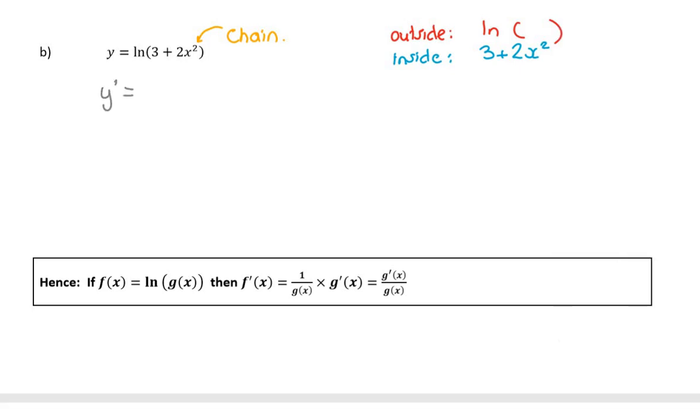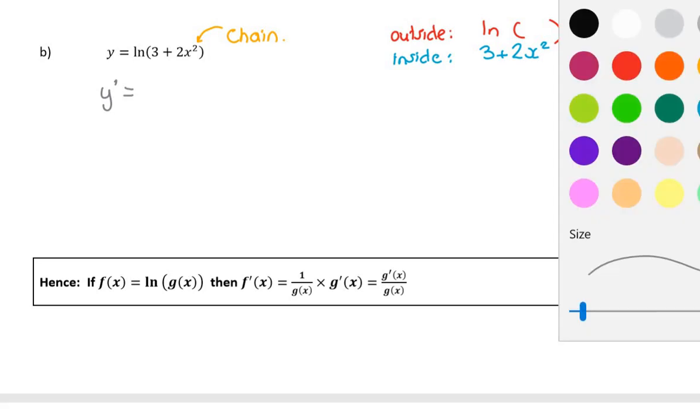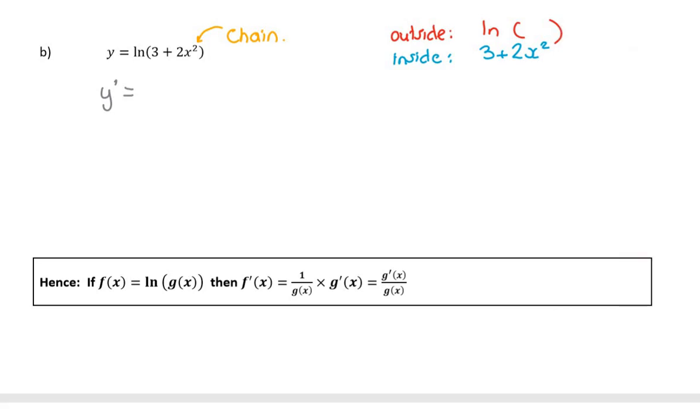So y dash should be, now we're going to use our chain rule. Our chain rule says that differentiate the outside function. Now the outside function is ln of something, and ln of something differentiates to 1 over that something.